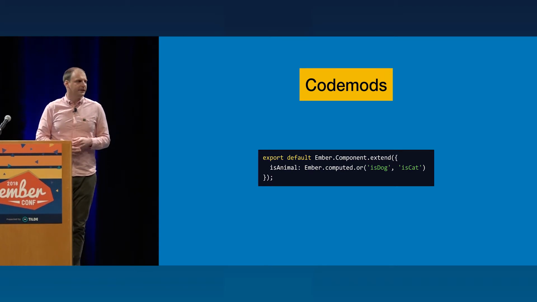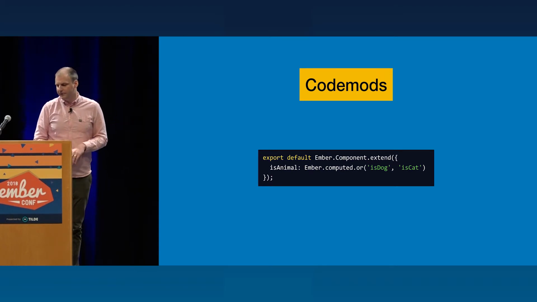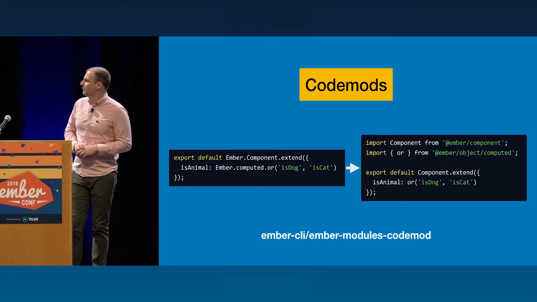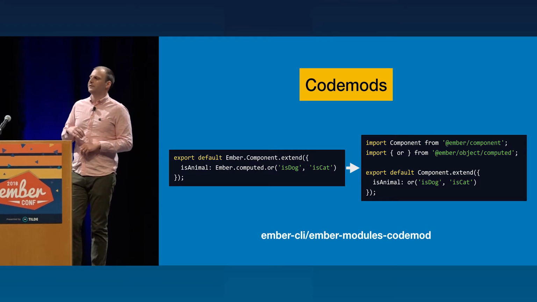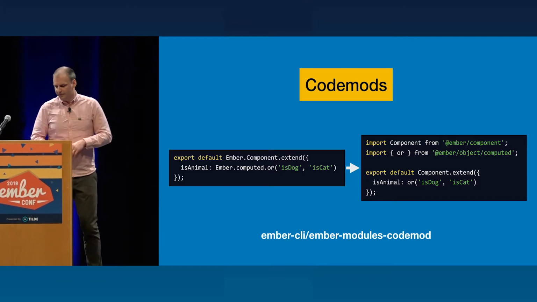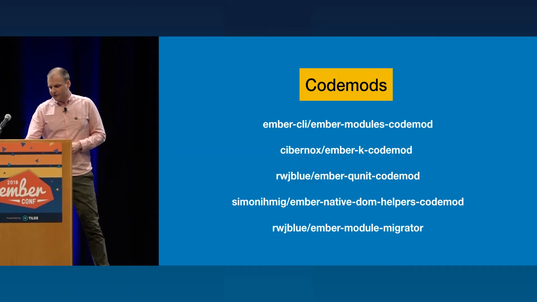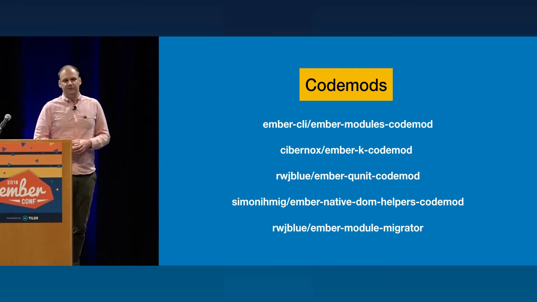And I think we've had a couple different demos of code mods and looking at things that code mods can do. A pretty common one that people used was the Ember modules code mod, which took your JavaScript files that just use the Ember global and turned them into things that use the imports. And if you haven't done this, I encourage you to take a look at doing it. Code mods are really easy to use, and the Ember community has built a whole bunch of them.